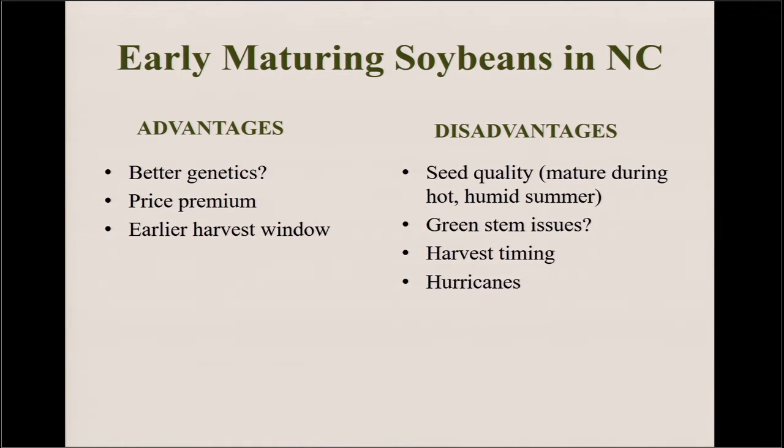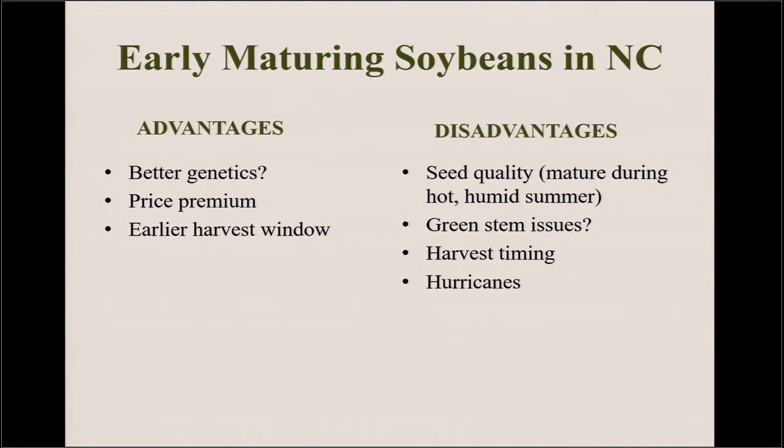And speaking of early harvest, that can be an advantage in some circumstances. So we have a few growers that had their soybeans harvested before the hurricanes came through in 2018. And in that case, that early harvest window is an advantage. The early harvest window can also be a disadvantage. If you think about it, these soybeans are coming into physiological maturity in late August into September when it's often hot, humid, and wet, and this can lead to seed quality issues.